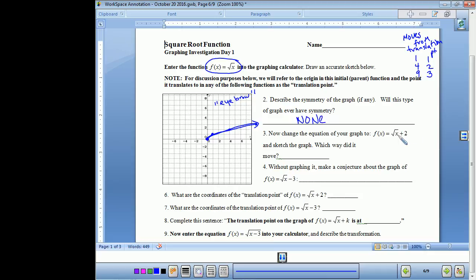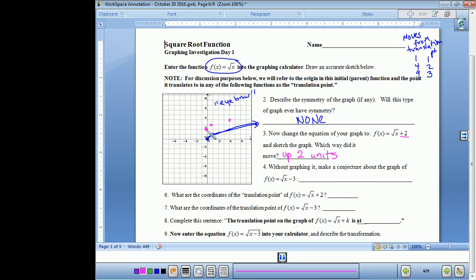So what would happen if we took this parent graph, f of x equals the square root of x, and just added 2 to the end? It would just move it up 2. A 2 added to the end of a function shifts the whole function up 2. So that point goes up 2, that point goes up 2, this point goes up 2, the whole thing.